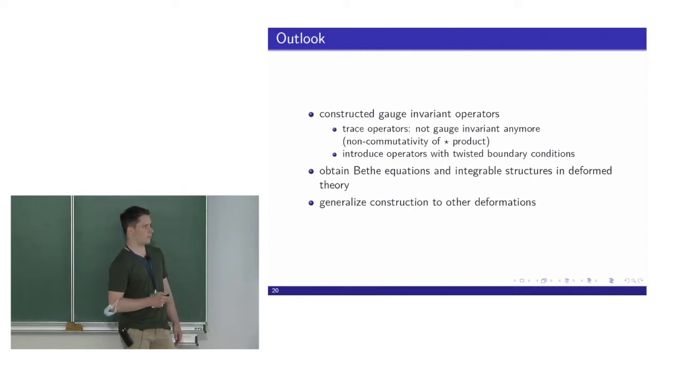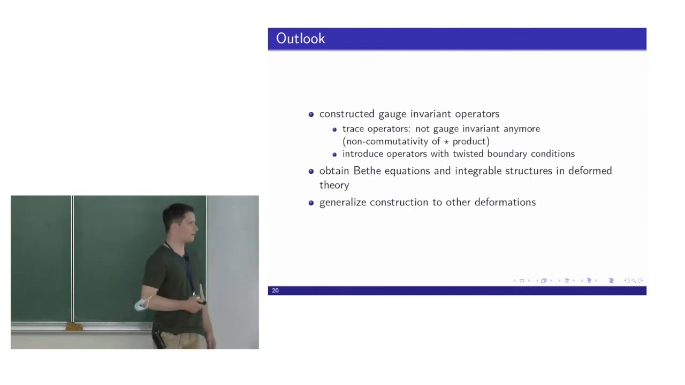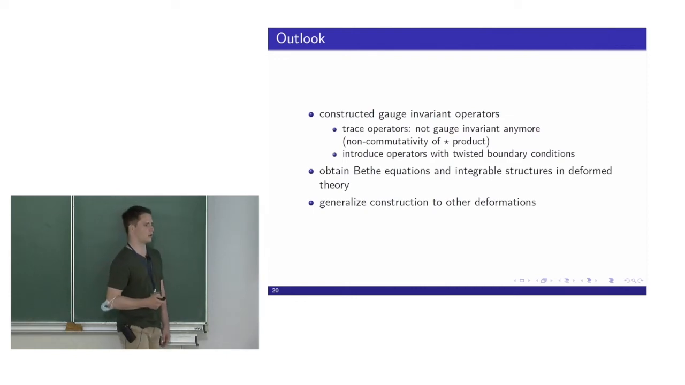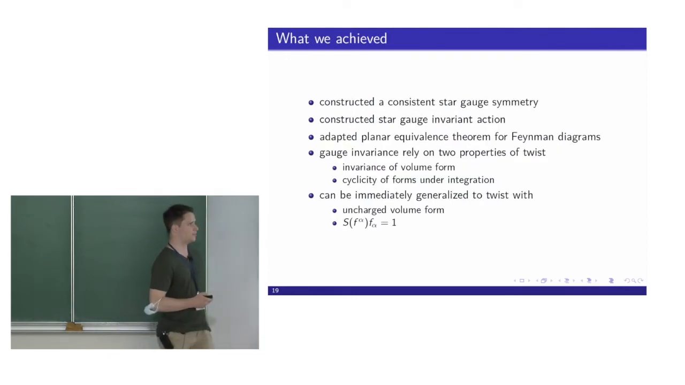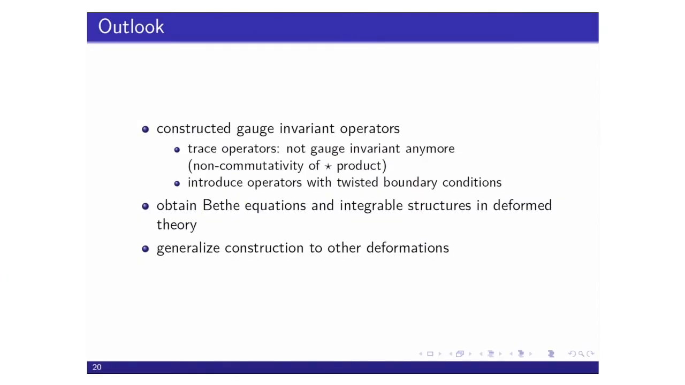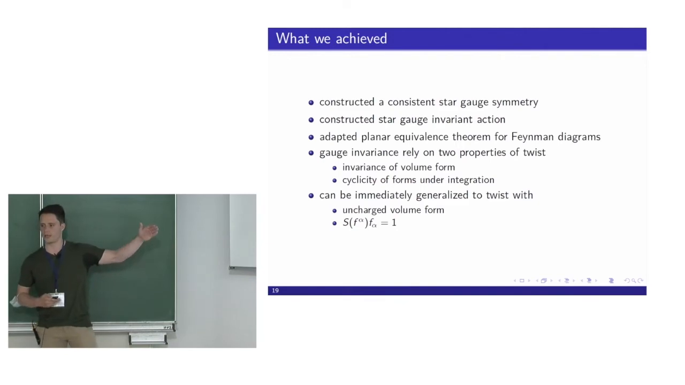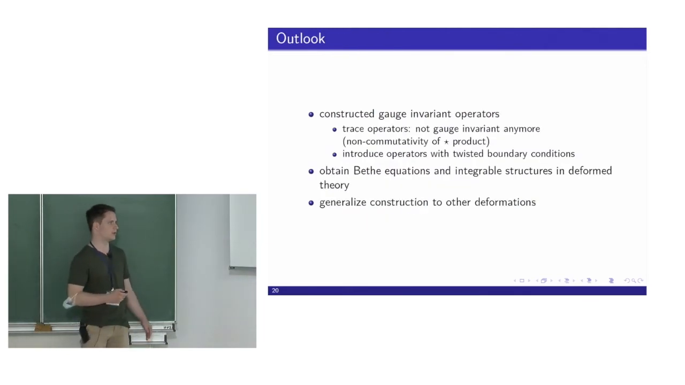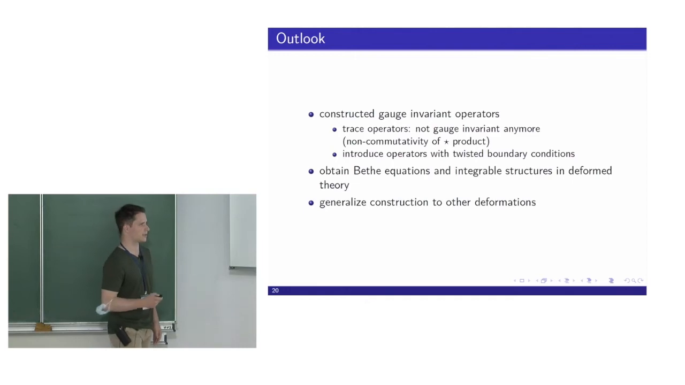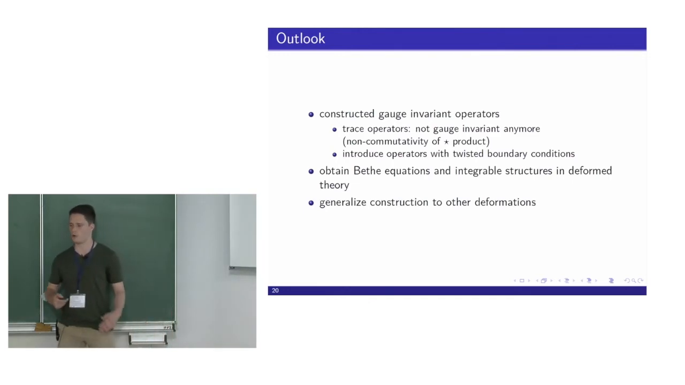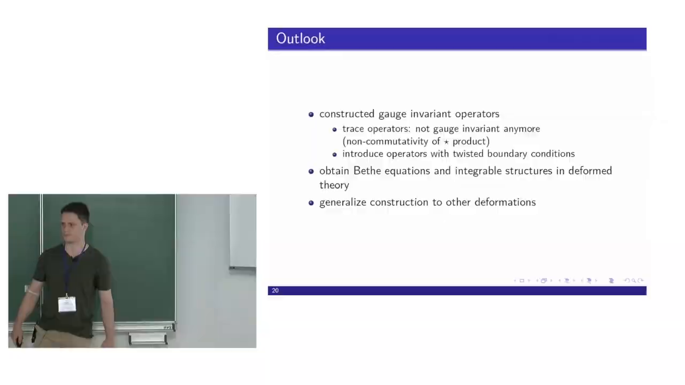So this is one of the next steps, but another direction would be, of course, to generalize our construction to deformations beyond this class here. For example, we could consider deformations that include a dilatation operator as a twist, or as a generator in the twist. The dilatation operator wouldn't leave the volume form uncharged, and therefore the construction would break for this twist. And we would like to understand how we can generalize our construction to work as well for such deformations.